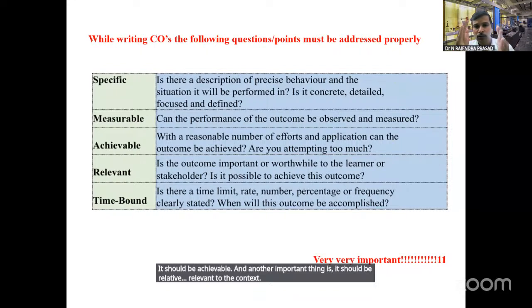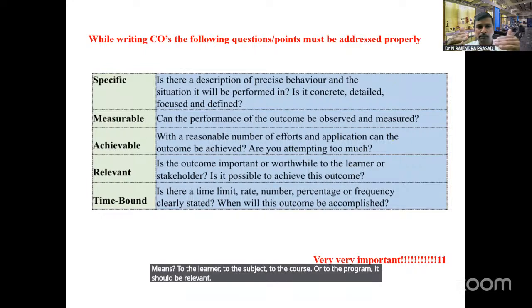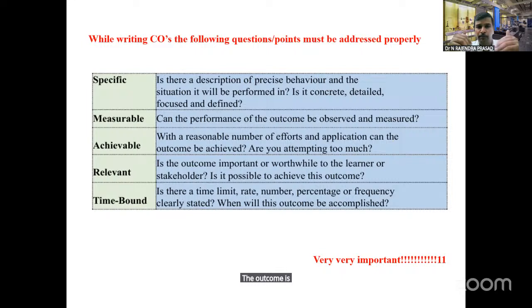Another important thing is it should be relevant to the context. Means to the learner, to the subject, to the course, or to the program, it should be relevant. The outcome is to be very important. It should be worthwhile to the learner or to the stakeholder, means the parents, alumni, employer.